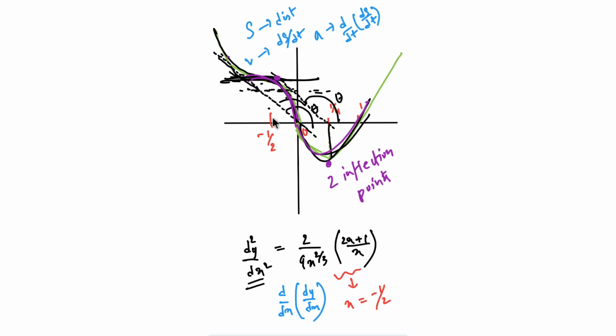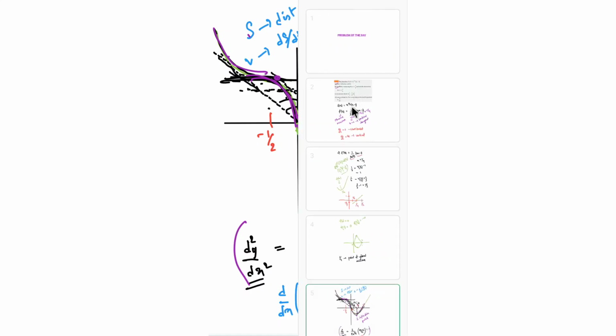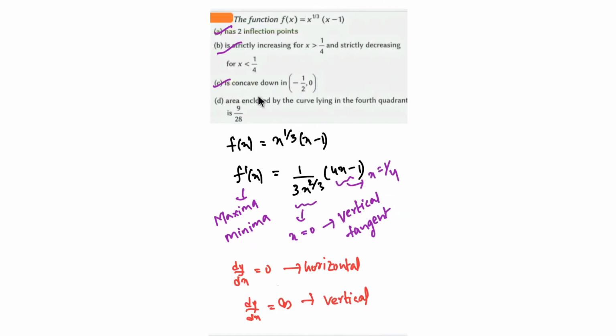So from minus 1 by 2 comma 0, d square y by dx square comes out to be 0. That's the reason we have a change of concavity from up to down, because that is the point where we found d square y by dx square to be 0. Okay, and so C is also right.